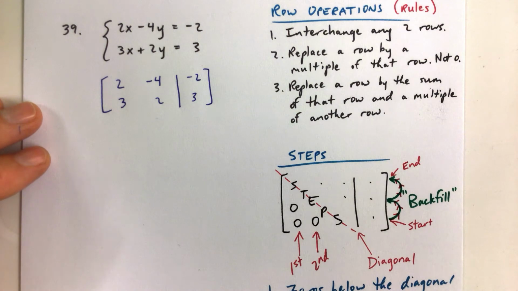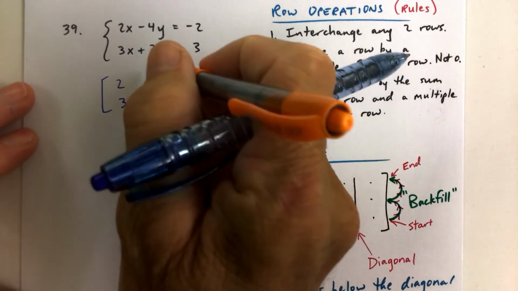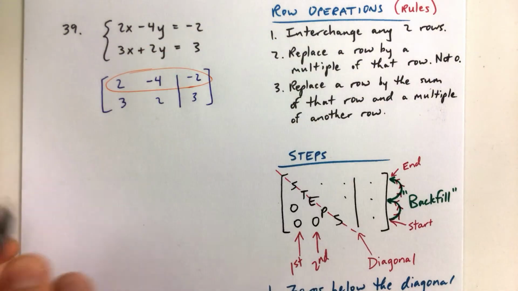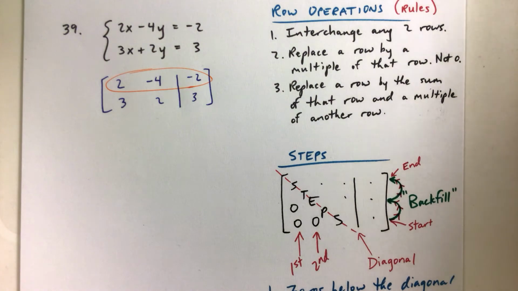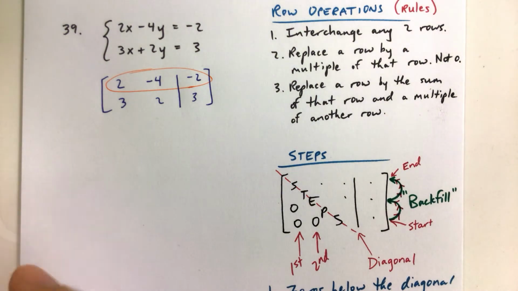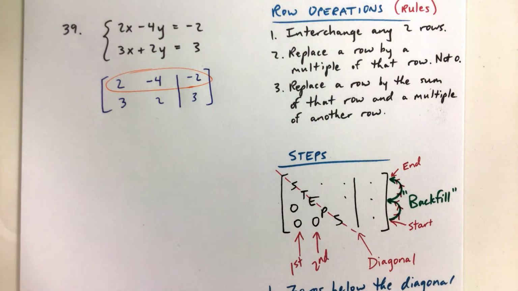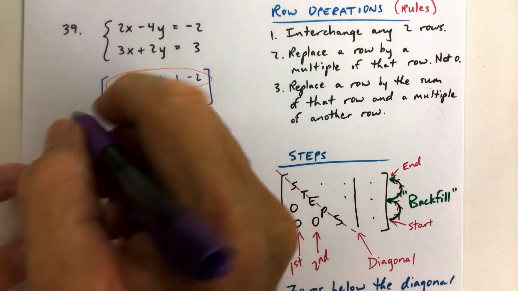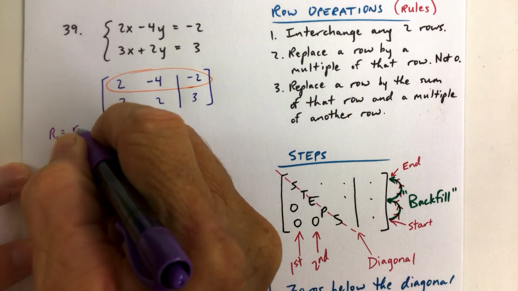First thing I recognize is all the values in this first row are even. So I want to go ahead and divide the first row by 2. So let me pick a good color here. My new row 1 is going to equal the current row 1 divided by 2.